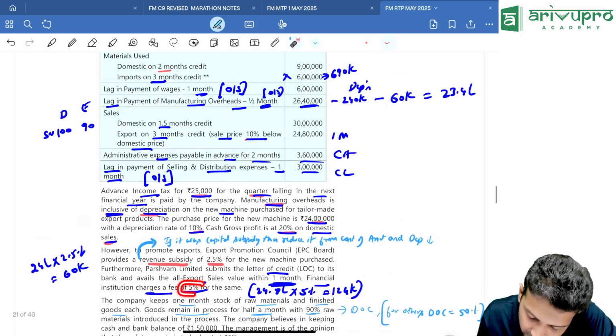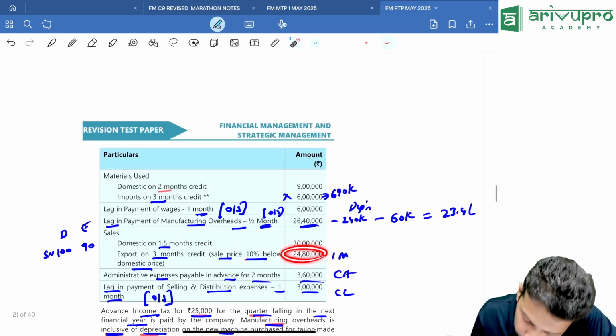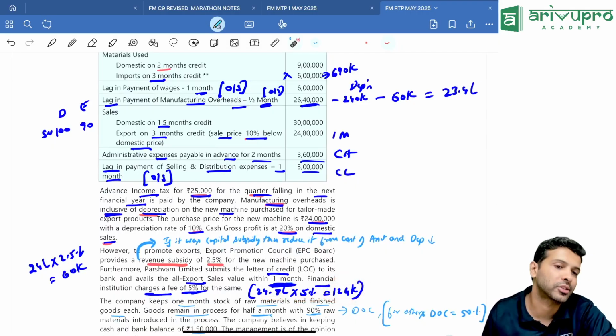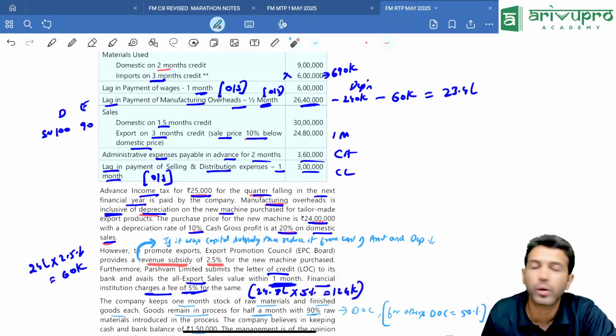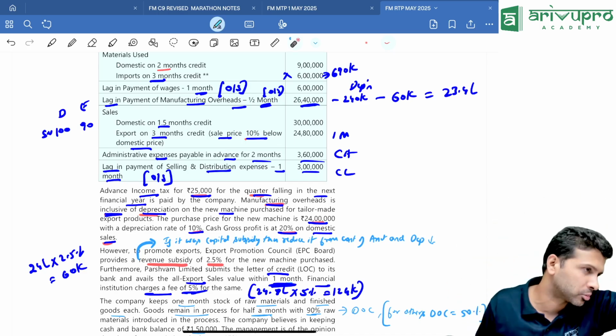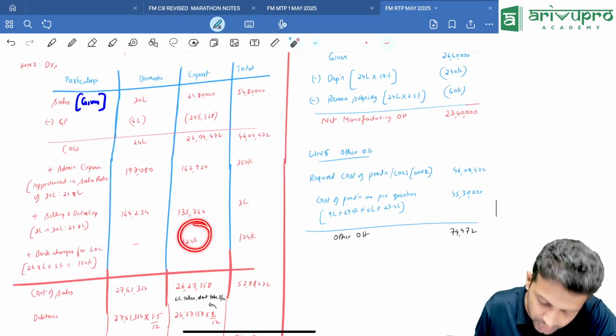They told that the LC charges are 5%. LC is for export, domestic sale or export sale? What was the export sales value? 24,80,000. So the charges are 5% of 24,80,000. How much is it? 124. This 124 you will apportion between domestic and export, or only export? Only export. This 124 should come only under export.